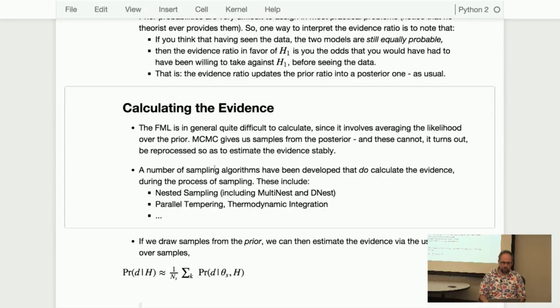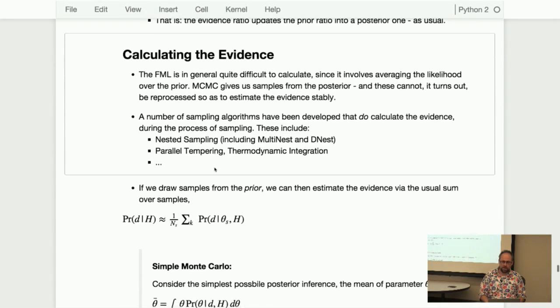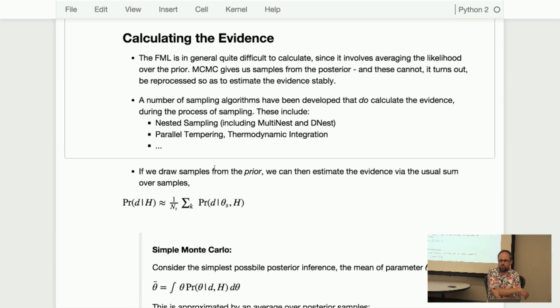Calculating the evidence real quick before we have coffee. There are practical ways to calculate the evidence during the process of sampling. You should look up nested sampling, parallel tempering, thermodynamic integration. In general, it's hard though. You have to spend more time sampling because you're trying to do an integral over the prior. So you have to spend more time understanding the prior rather than focusing on the posterior. So that's the price of calculating the evidence. You have to spend more time paying attention to the prior.